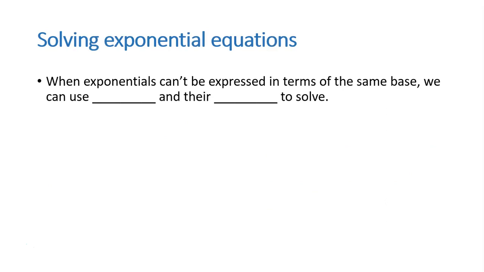In this case, we use the inverse of an exponential, which is a logarithm, and we use the logarithm properties to solve our equation. Remember, anytime we're trying to solve an equation in algebra, we use inverses all the time. If we want to get rid of addition, we use subtraction. If we want to get rid of multiplication, we use division. Well, if we want to get rid of an exponential, we use a logarithm. Logarithms and exponentials are inverses of one another, so they can cancel each other out, which is what we want in this situation.